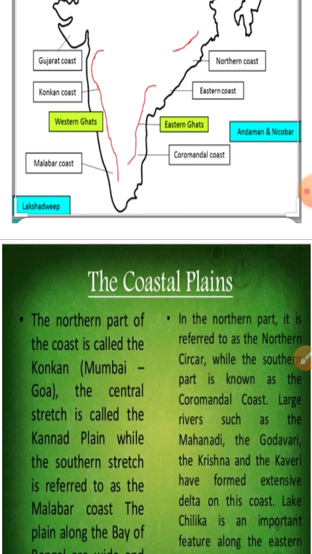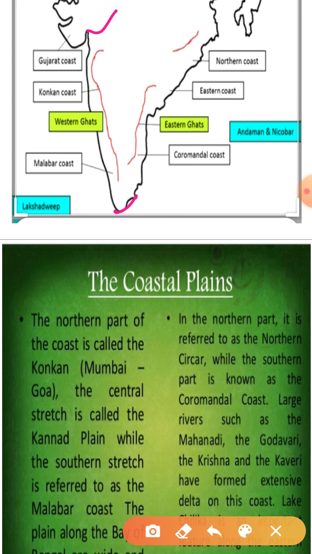So we divide the coastal plain into two parts, Eastern coastal plain and Western coastal plain. First we talk about the Western coastal plain. The Western coastal plain starts from the Gujarat coast to Kerala. The north part of the coast is called the Konkan. After the Gujarat coast, this area is called the Konkan coast.